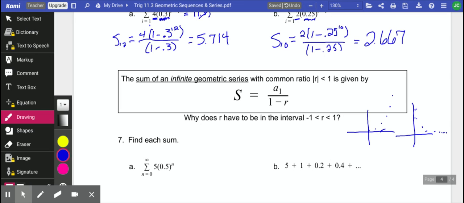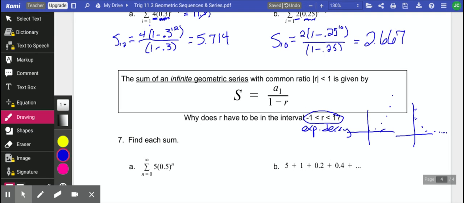Eventually, they get so close to 0 that they don't really matter in the sum. So if you have exponential decay, the sum of these things actually approaches a number, okay? If your common ratio is between -1 and 1, if it is exponential decay, you can find an infinite sum. And it's a really simple formula.